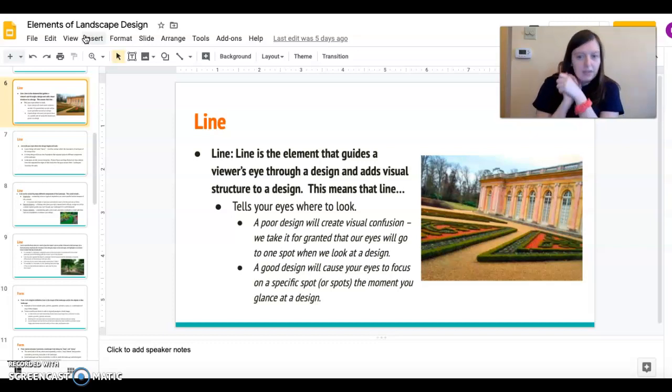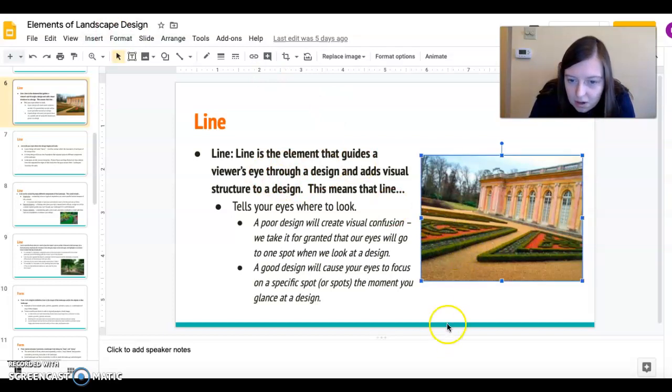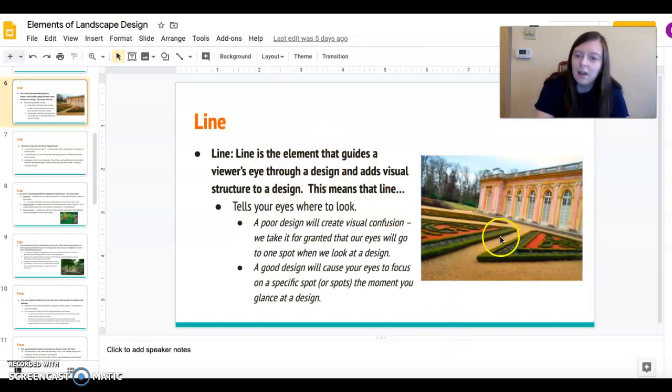So if you see in the visual there, when I look at that picture, I don't necessarily look at the house. I look at that landscape and I look specifically, I wish I could point. Not really. I look kind of right in this area where these lines are created. So a poor design is going to create visual confusion. We're going to take it for granted that our eyes will go to one spot when we look at the design.